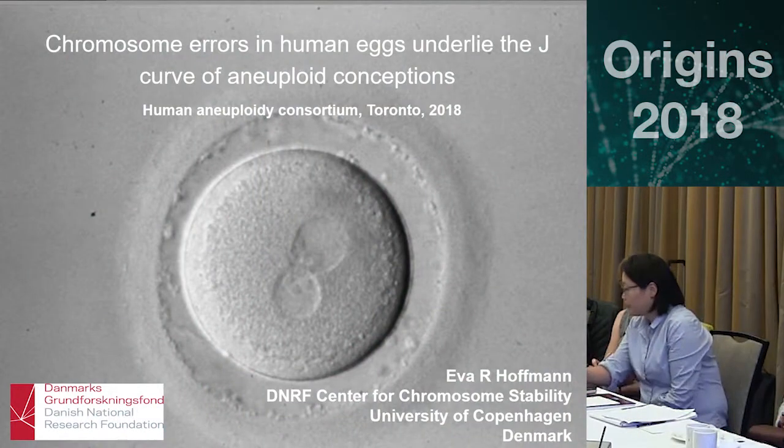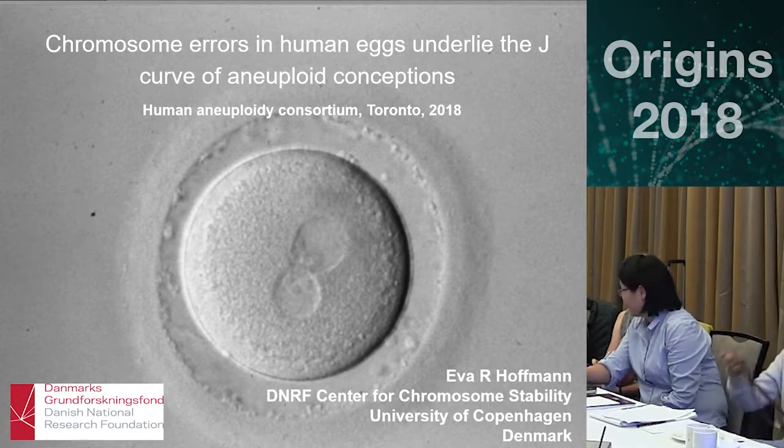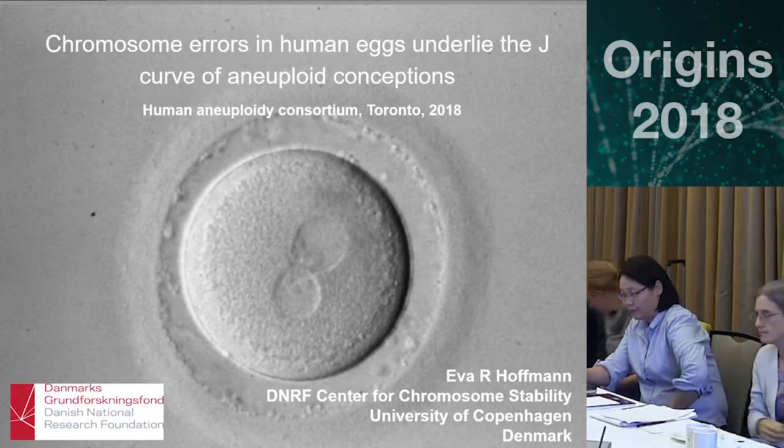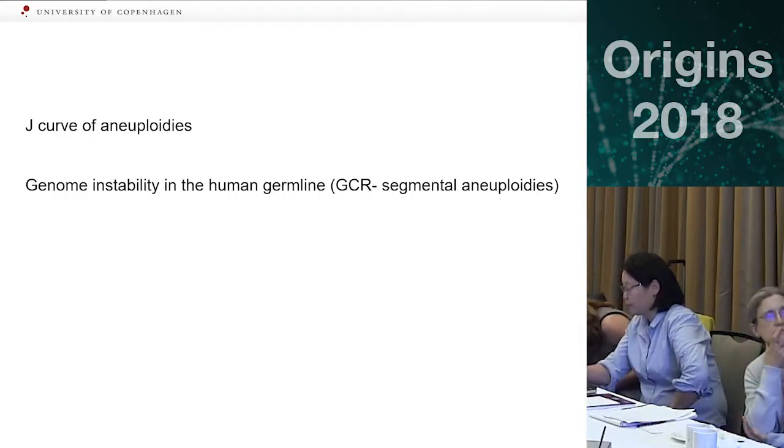Going to move into some of the work I started presenting last year, and then if we have time, I'll also talk a little bit about genome instability in the germline, both in pre-implantation embryos and in eggs. But the first thing I want to go, and I think just really update you on, is the work we've been doing to try and understand the J-curve of aneuploidies.